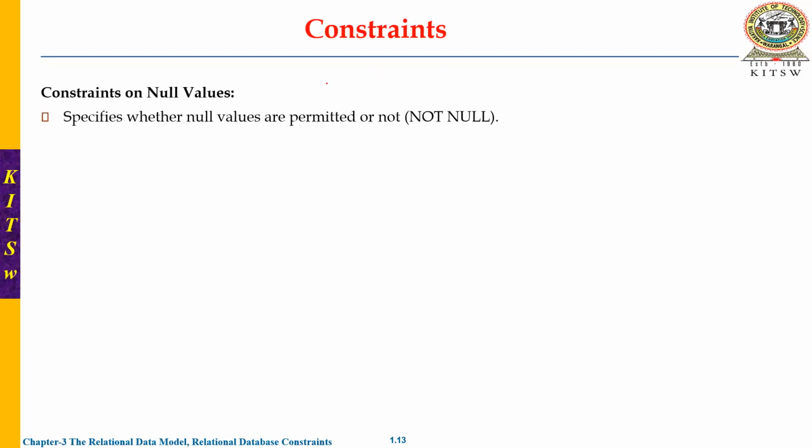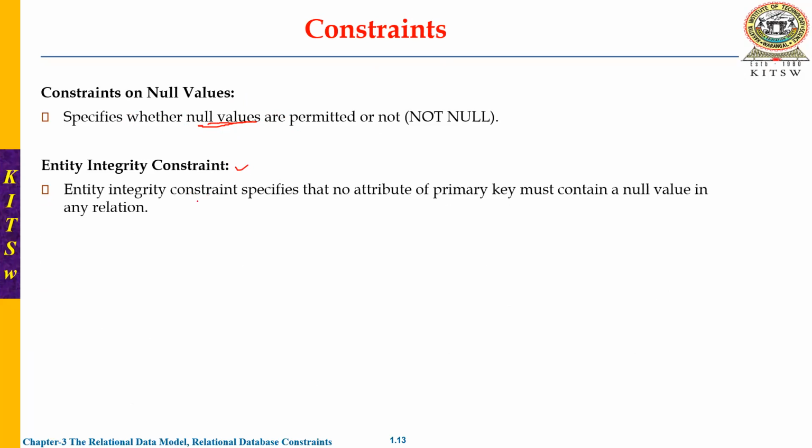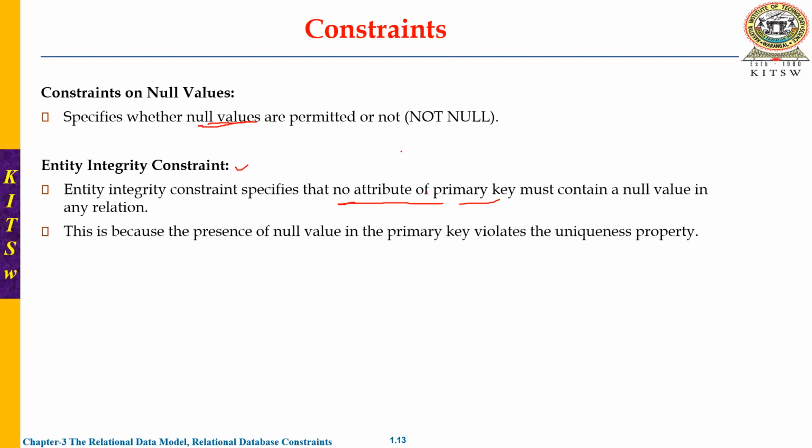So there are several constraints here. The first one is the not null constraint, which specifies whether null values are allowed or not. The next one is the entity integrity constraint. The entity integrity constraint specifies that no attribute of a primary key must contain a null value in any relation. This is because the presence of a null value in a primary key violates the uniqueness property. So you are not allowed to enter null values in the place of a primary key.